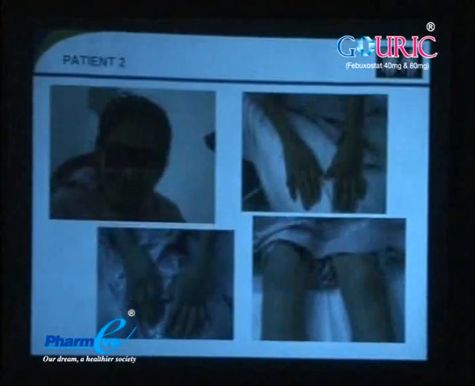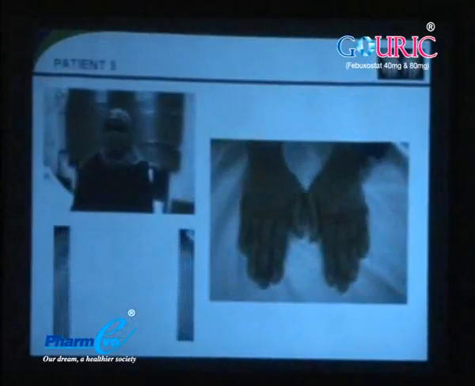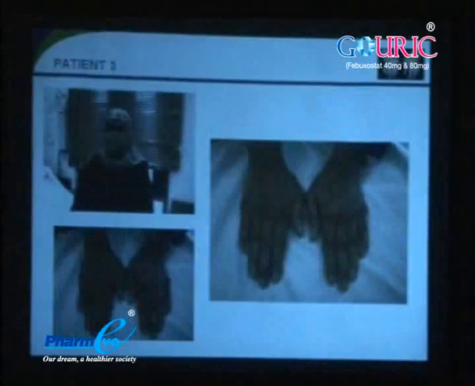Patient 2, a middle-aged woman, mother of 6, who does not respond to any DMARD. The slide shows one knee replacement. Patient 3, who is a known case of osteoporosis and hypertension. The slide also shows multiple hand deformities.